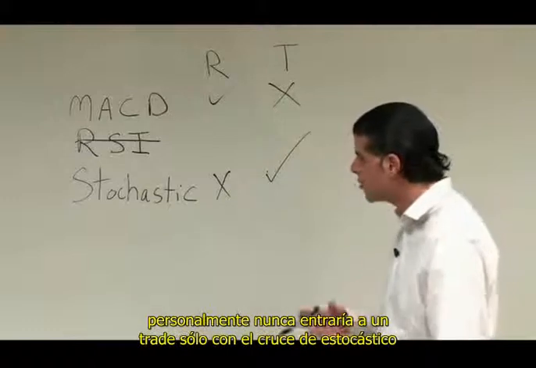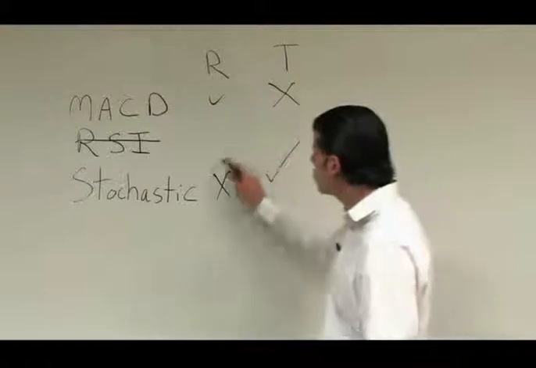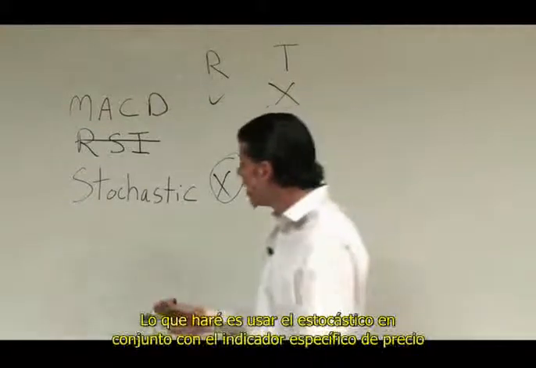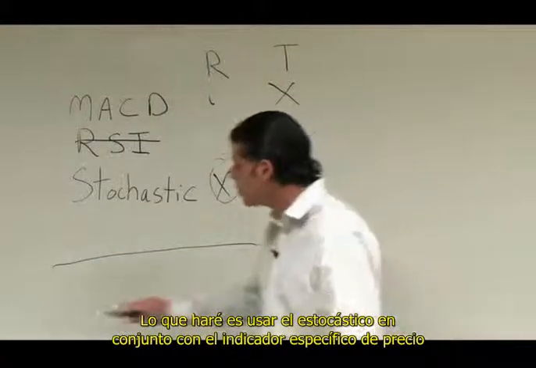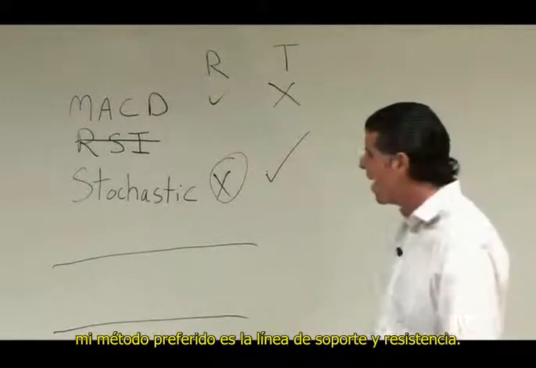Personally, I'm never going to enter a trade if I have a stochastic crossover. Again, because we're speaking about reliability. It's not going to be as reliable. So what am I going to do? I'm going to use stochastic in combination, ideally with a price-specific indicator. My preferred method of entry is going to be a simple support and resistance line.